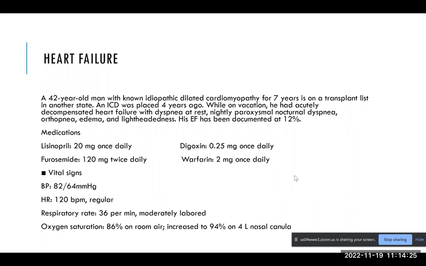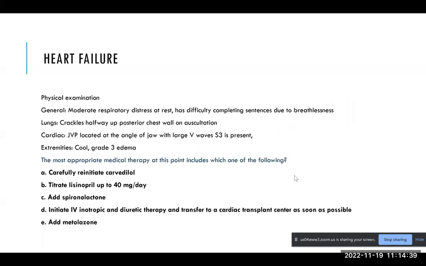Vitals: 82/64, heart rate of 120, respiratory rate 36, moderately labored, oxygen 86% on room air, increased to 94% on 4 liters nasal cannula. Physical examination: he looks in moderate respiratory distress, difficulty completing sentences, crackles halfway up the posterior chest wall on auscultation, JVP located at the angle of jaw, large V waves, extremities cool, grade 3 edema. The most important medical therapy at this point includes which of the following?